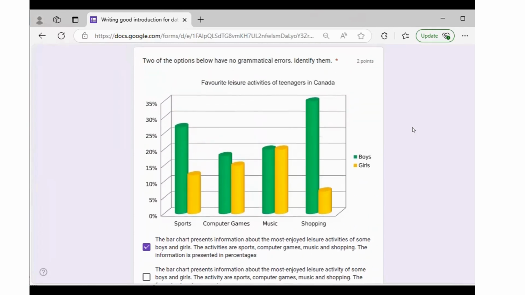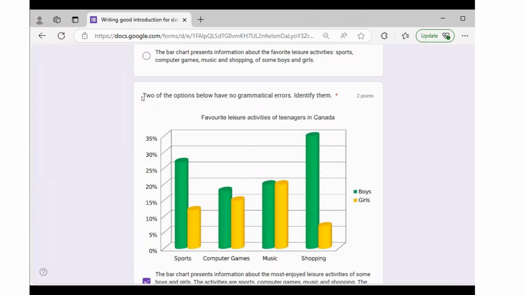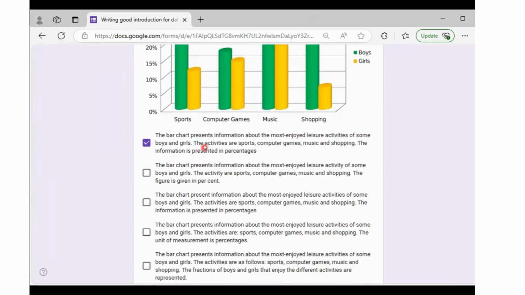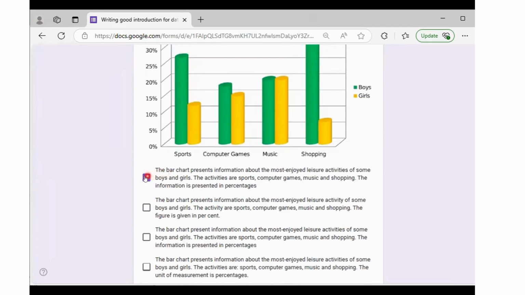So this one, we have to pick two options for this next question. Our job is to pick two options that contain grammatical errors. Two of the options below have no grammatical errors. In other words, the remaining have grammatical errors. There are two that do not have grammatical errors. So this first one, let me see. Does it have a grammatical error?